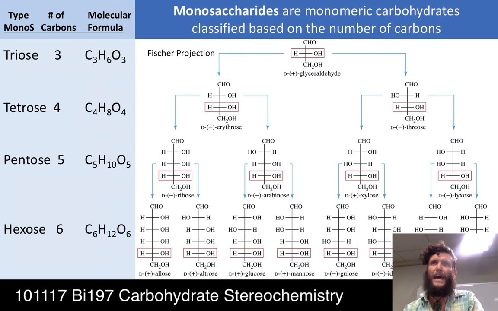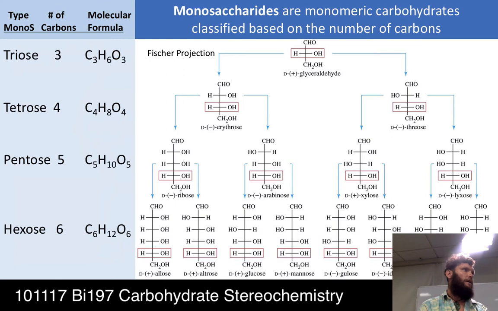A tetrose, tetra is the Greek prefix for 4. Or is that Latin? Maybe it's Latin. No, it's Greek. Pardon me. Tetrose is a 4-carbon sugar. So its molecular formula, adhering to that CH2O format, is C4H8O4. And the subscript N in a tetrose is 4. And there are 2 potential tetroses. We have erythrose and threose.